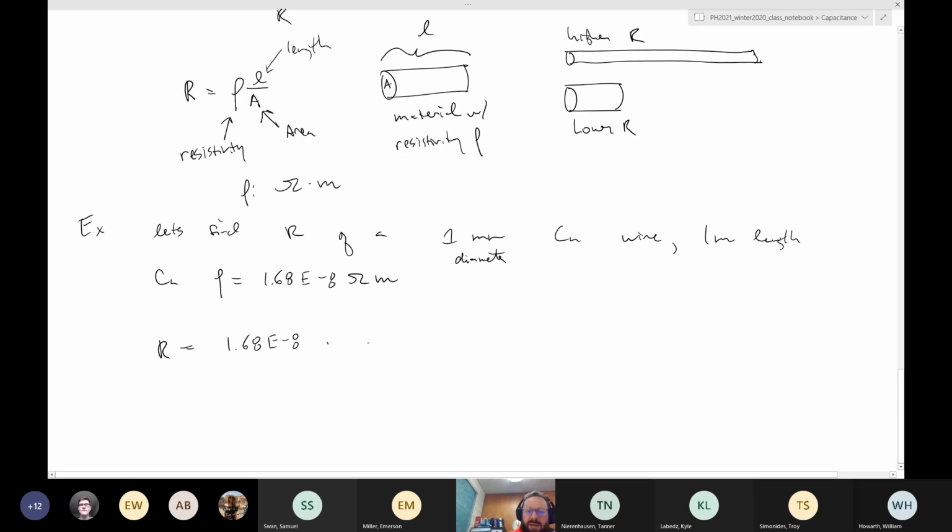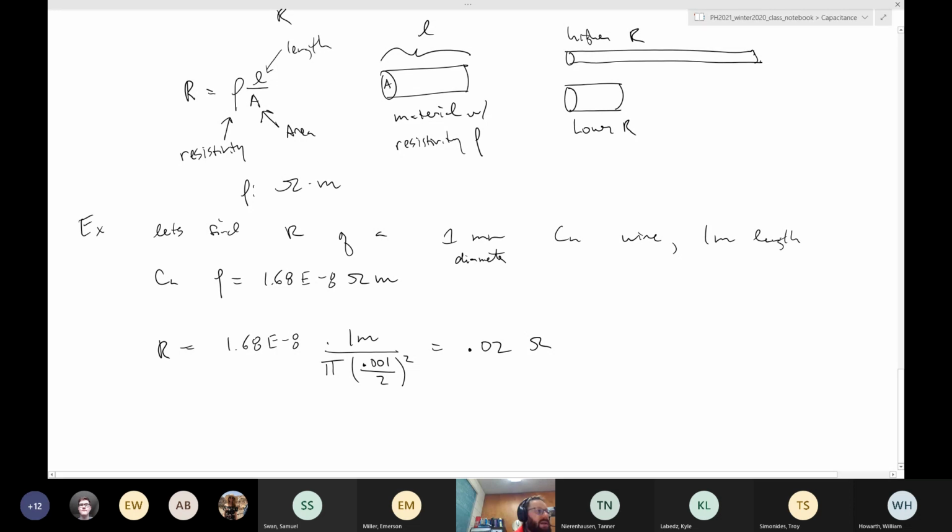Being mindful, we have to get our units to work out. So the length is easy enough. That would be in meters, but the area would be pi times the radius squared. And when you crunch these numbers, you would find that this is 0.02 ohms for this configuration and material.